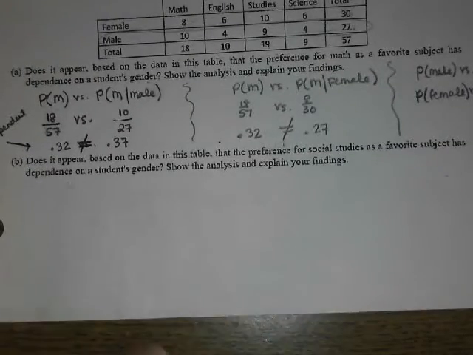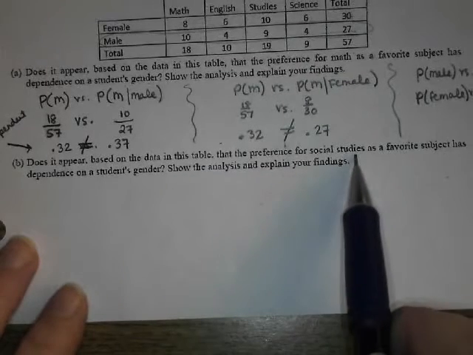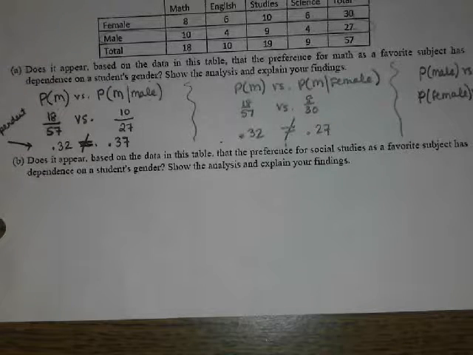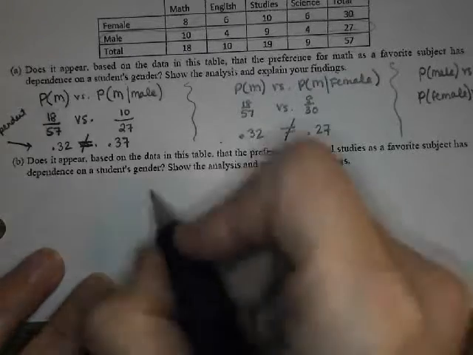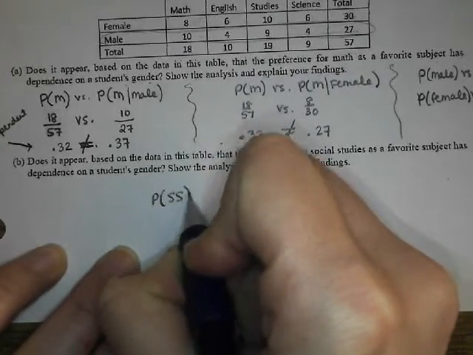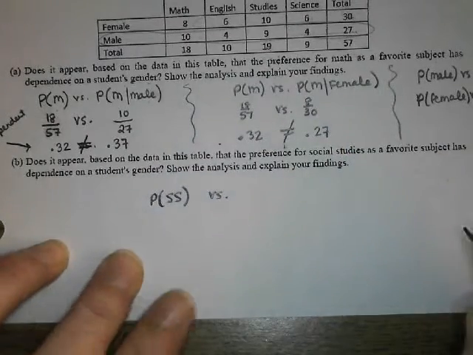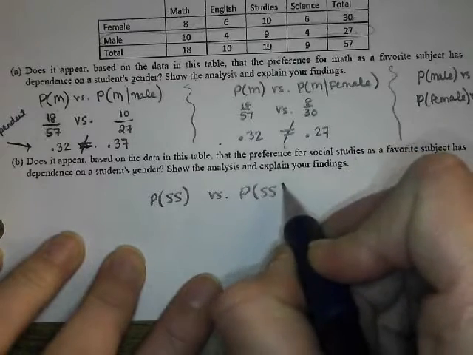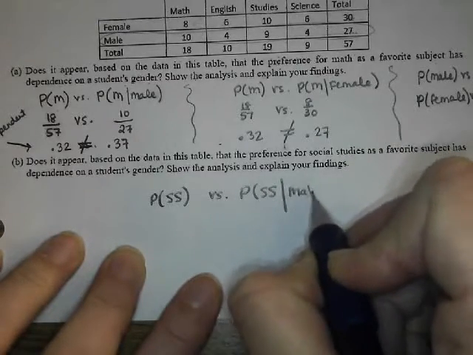Part B, does it appear based on the data that the preference for social studies as a favorite subject has dependence on a student's gender? Okay. Chance, tell me what you want to calculate. What two calculations do you want to make here and compare to help get an answer? The probability of social studies. Okay, and what are we going to compare that to? Probability of liking social studies as a male. Given a male. Perfect.